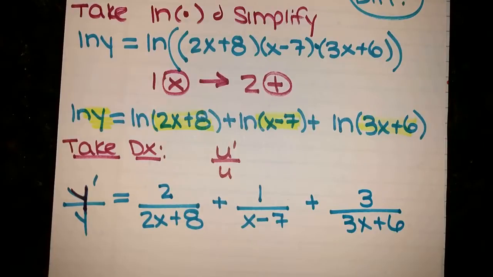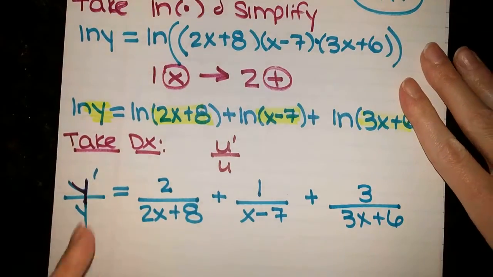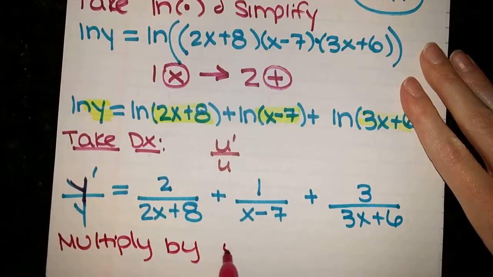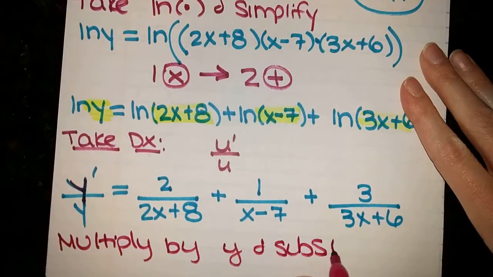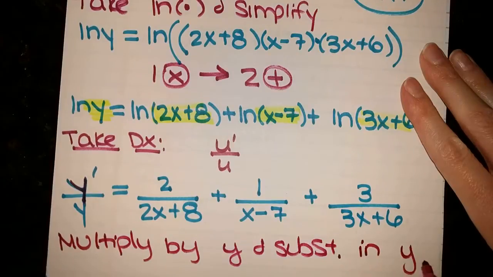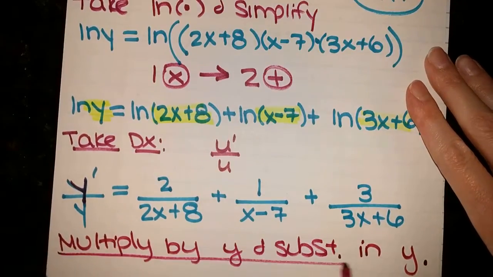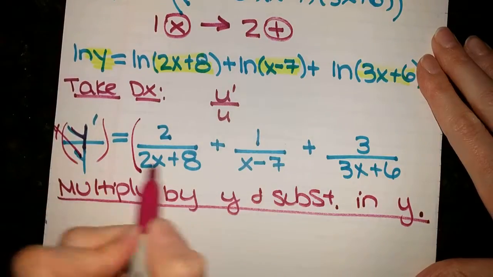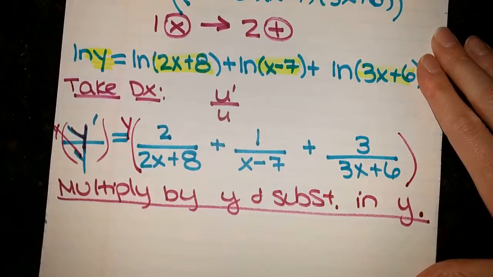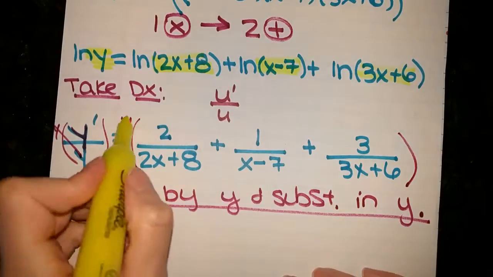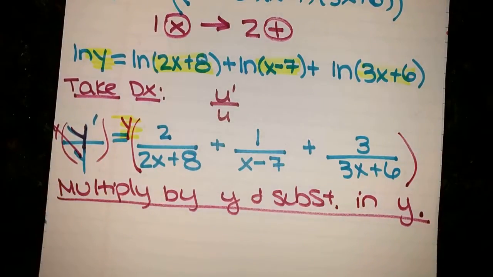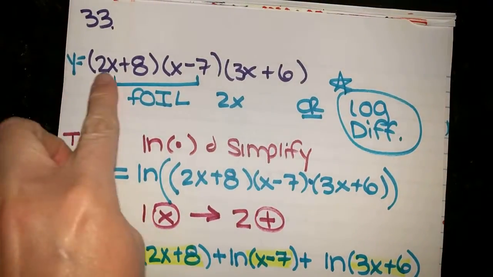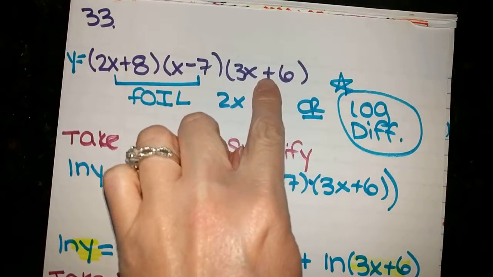Now, the third and final step is that you have to get y prime by itself. So you multiply by y and then substitute back in your definition of y. What would happen here is I would multiply this side by y, those cancel. Then I multiply this side by y, nothing cancels, and I substitute in what the definition of y is. That definition comes back up from the very top of the problem. This was what y is equal to. That's what we're going to substitute in.